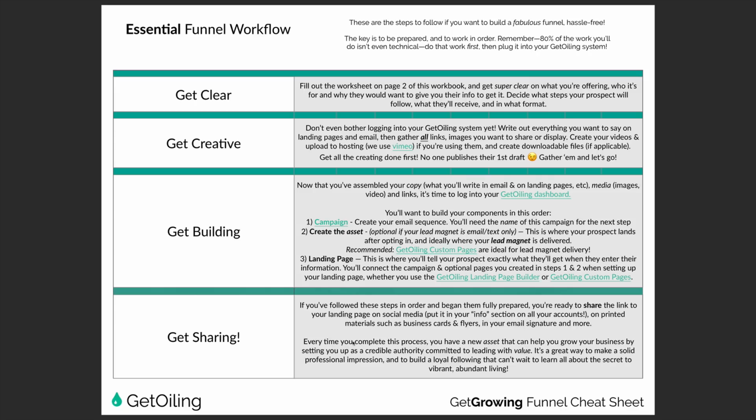This is where we write out everything you want to say on your landing pages and in your campaign emails, and gather all of your links and the images that you want to share or display. If you're going to create special images or videos to share, upload them. For videos especially, upload them to hosting. We use Vimeo, and I'll show you how we grab the codes from those in our second example today. You could also use YouTube. That's all up to you. Our second example today is a little more advanced. So if you're using videos, go ahead and upload them.